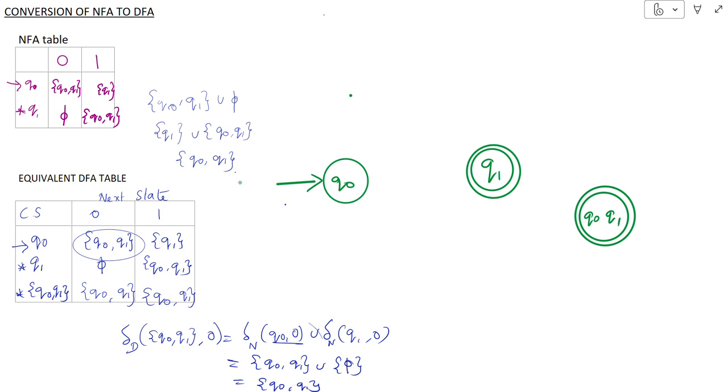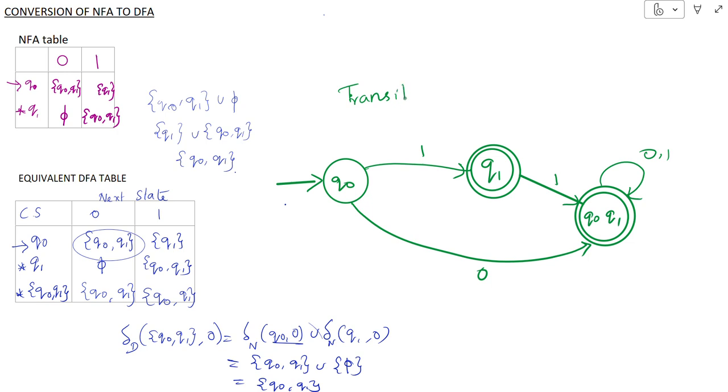Q0 on receiving input 0 moves to Q0 Q1. Q0 on receiving input 1 moves to Q1. For Q1, there is no transition on 0. Q1 on 1 goes to Q0 Q1. Q0 Q1 on receiving 0 stays in the same state Q0 Q1, and on receiving 1 it is again Q0 Q1. So this is the equivalent transition diagram, the DFA diagram.